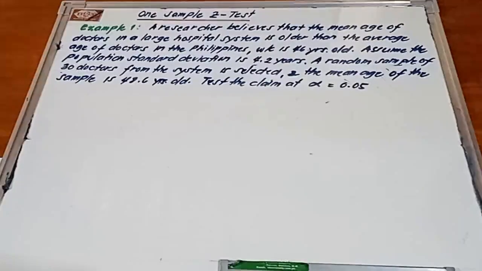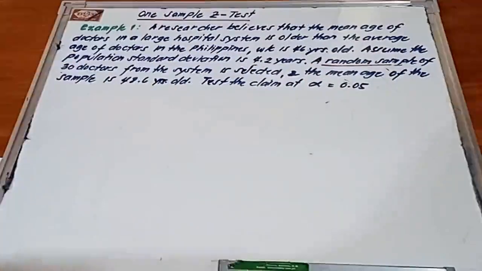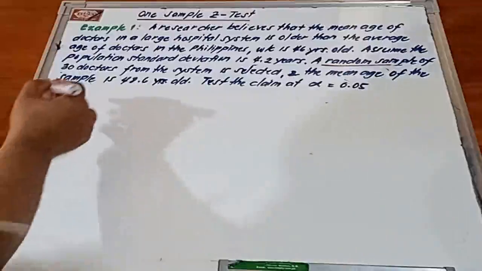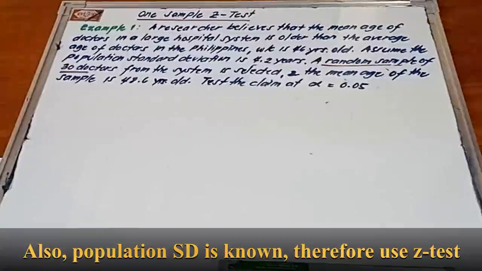0.05. Okay. Now, so bago natin sagutan to using z-test, alamin muna natin yung assumptions for z-test kung naandito sa ating example number 1. Dapat daw, number 1, yung ating sample is a random sample. Okay? Correct? Tama. And the second assumption, dapat yung ating sample size is n greater than or equal to 30. So, ang ating sample size is 30 doctors. So, pasok siya sa assumptions for one sample z-test.